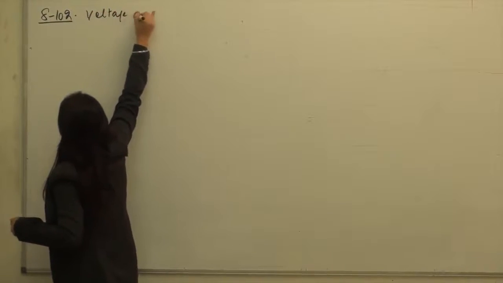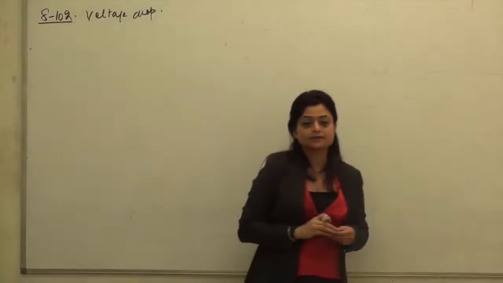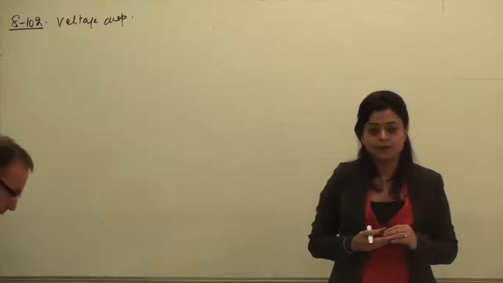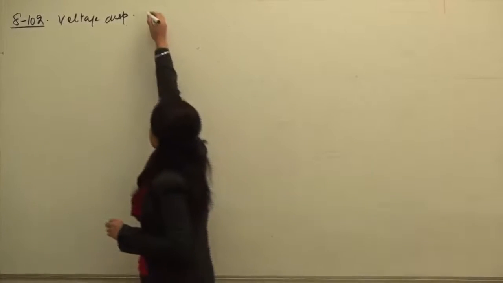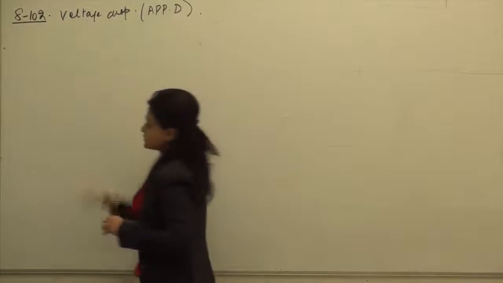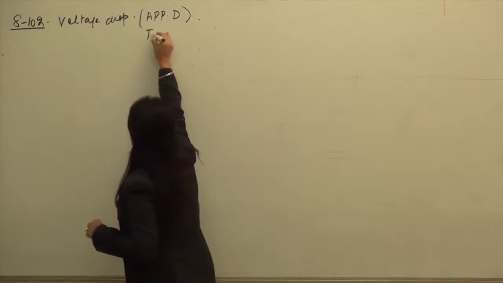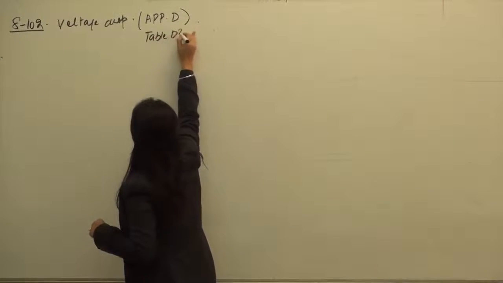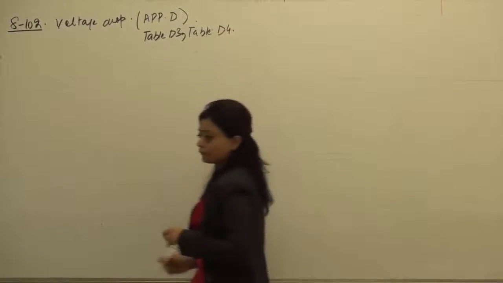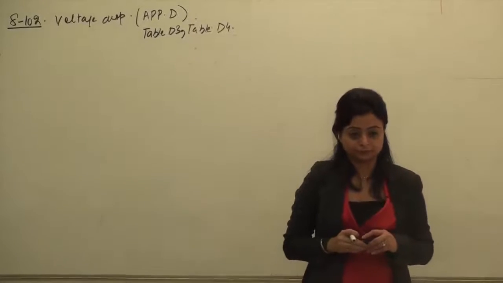What I'd like you to do is highlight the heading on 8-102. The heading says voltage drop. Along with it, it will say the word appendix D. You're going to go ahead and highlight that as well. Okay? On top of appendix D, you're going to write down the word table D3, comma, table D4. Go ahead and write it down on your code book.